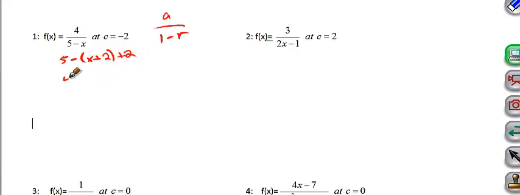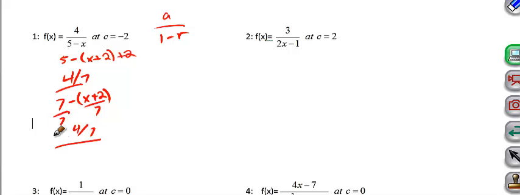Let's clean it up a little bit. We get 4 over 5 plus 2, which is 7, so 4 over 7 minus x plus 2. All right, so we're centered in the right spot. Problem is we need this to be a 1 out here. So all we're going to do is divide both top and bottom by 7. Now I need to make sure I divide everything by 7. Now I'm good. So 4/7 is the a. I've got my 1 minus x plus 2 over 7. Now I'm in the right form.